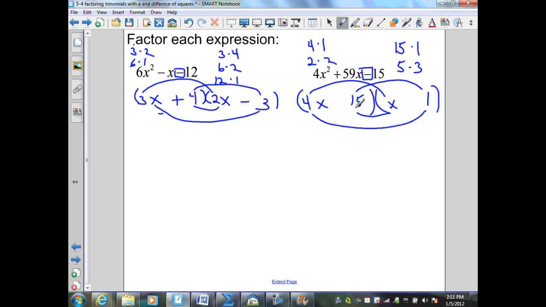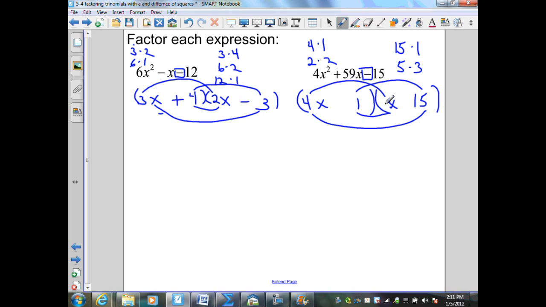I need 59. So 15 and 1 doesn't work. So I'll erase 15 and 1. I will try 1 and 15. If 1 and 15 doesn't work, then I'll go back and do 5 and 3, or 3 and 5. If those don't work out, I'll plug back in 2 and 2 and go through the same order. So 15 and 1 didn't work, so I'm going to try 1 times 15.